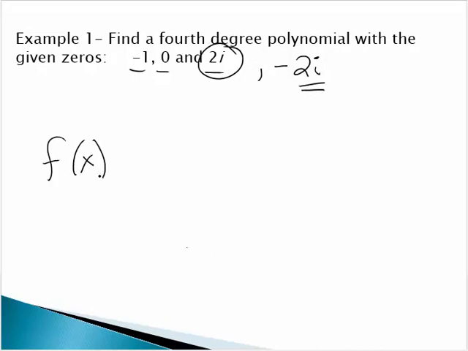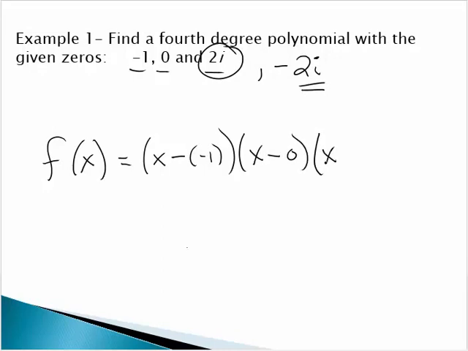From there, we can write our factored form, right? If x minus 1 is a 0, that means x minus that 0 is a factor. If 0 is a 0, then x minus 0 is a factor. Probably don't need that, but I'm just trying to develop a pattern here. If 2i is a 0, then x minus 2i is a factor. And if -2i is a 0, then x minus -2i is a factor. Okay, so you'll notice the pattern. Subtract the 0, giving you the factor.